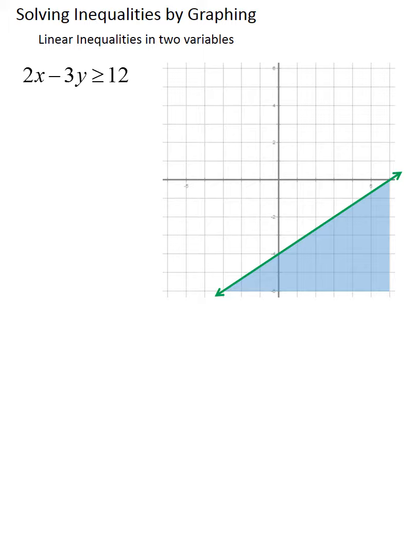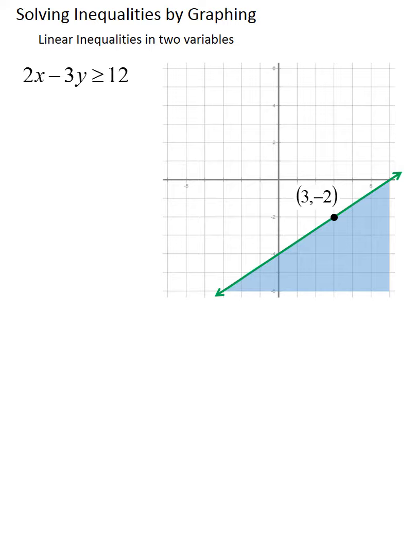Well, what this shows is that any point in the shaded region makes it true or is part of the solution, and any point above the line in the non-shaded region doesn't make the inequality true, and therefore is not part of the solution. But one thing we haven't considered yet is, what about the points on the line itself? Points not above or below the line. Let's investigate that. Here's a randomly chosen point on the line, 3, -2.